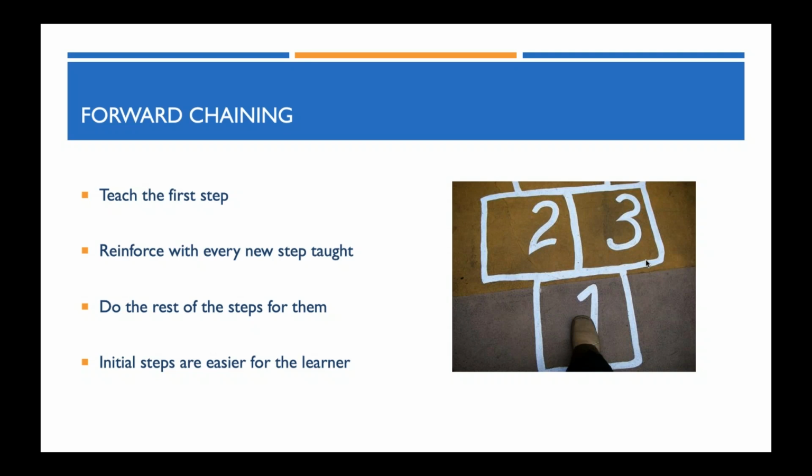This is usually done when the initial steps of a task analysis are easier for the learner to do. For example, if you're teaching hand washing, they can turn on the faucet by themselves and wet their hands. Those two they can do independently, so you might want to start by using forward chaining. This is an example of forward chaining.